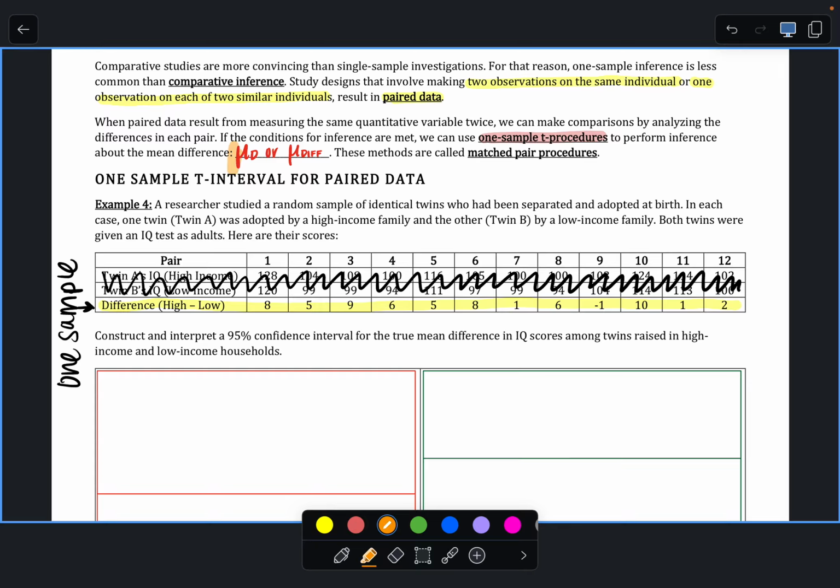And we use the symbol mu of D or mu of diff to denote that we have calculated a difference.